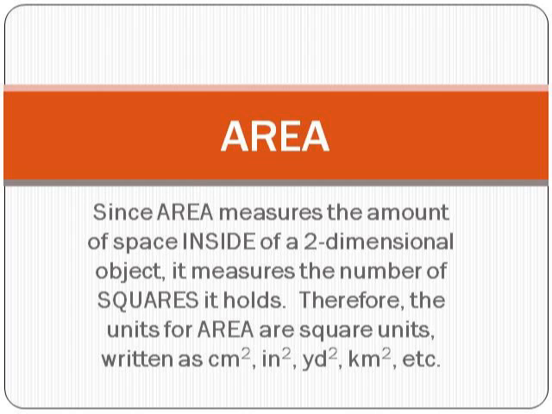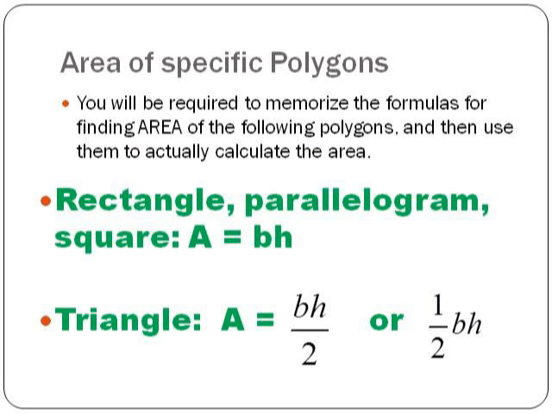Okay, so when we measure area, we're measuring the number of squares inside of a two-dimensional object. And those squares are going to measure 1 centimeter on a side, or 1 inch on a side, or 1 yard on a side, or whatever measure we're using in that particular polygon, or two-dimensional figure, because it could be a circle also. And basically we're just counting them. But instead of counting them literally, we're actually going to use formulas.